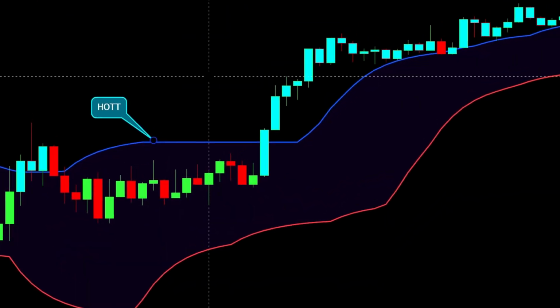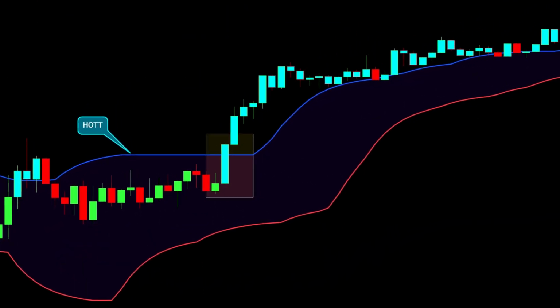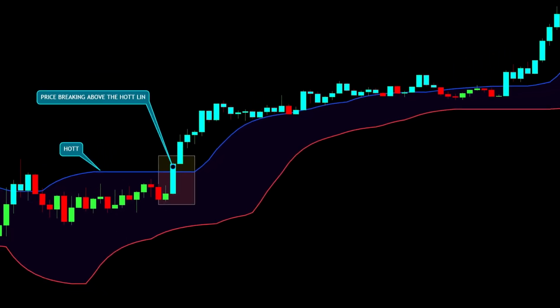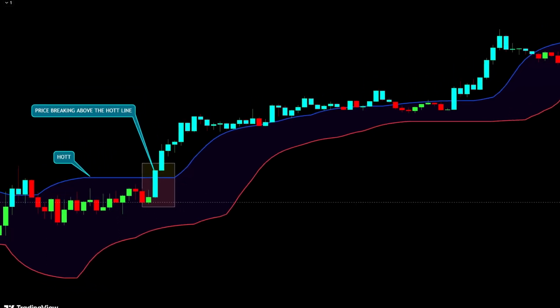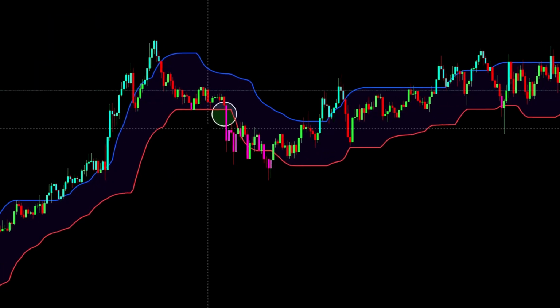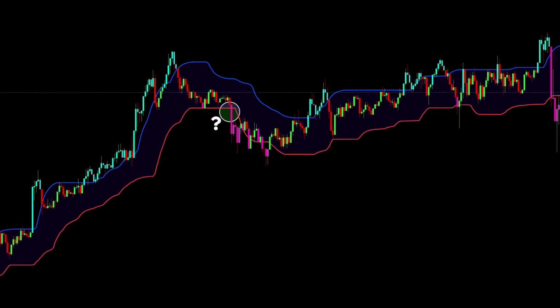On the flip side, when the price breaks above the HOTT line and a candle closes, that's a potential buy signal. The market hinting at a possible uptrend. Pretty straightforward, right? But hold on a second. This indicator is giving us some pretty precise signals, which is awesome. But remember, no indicator is perfect.